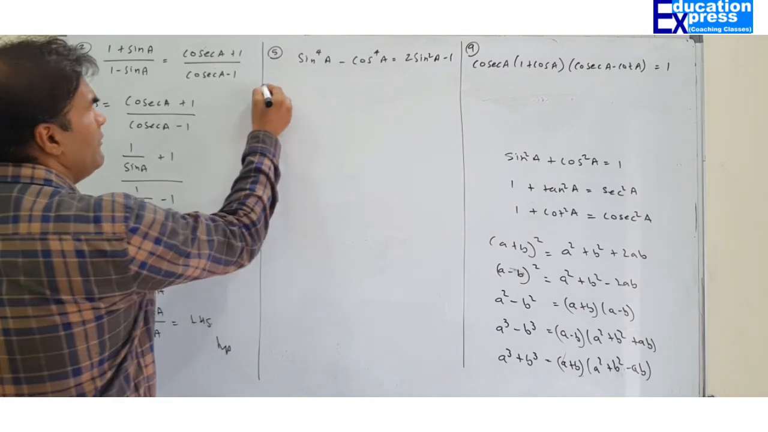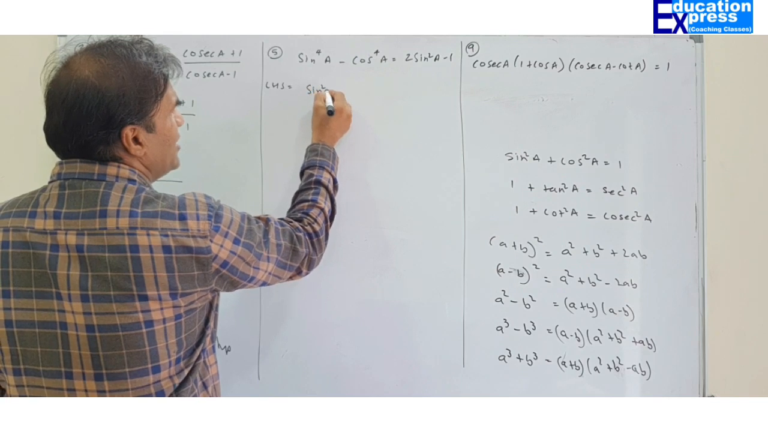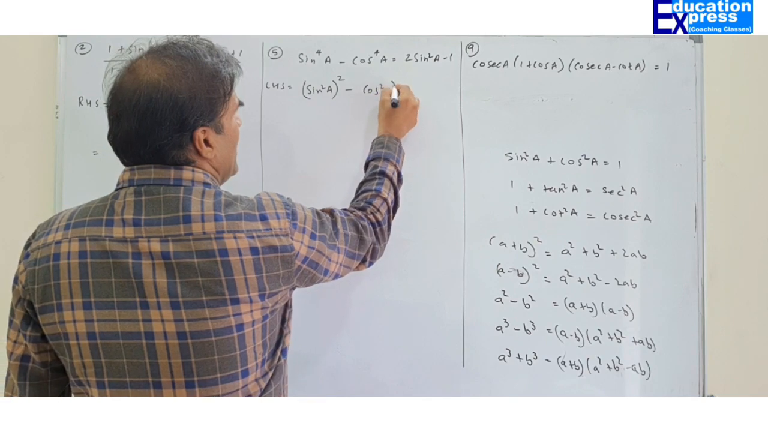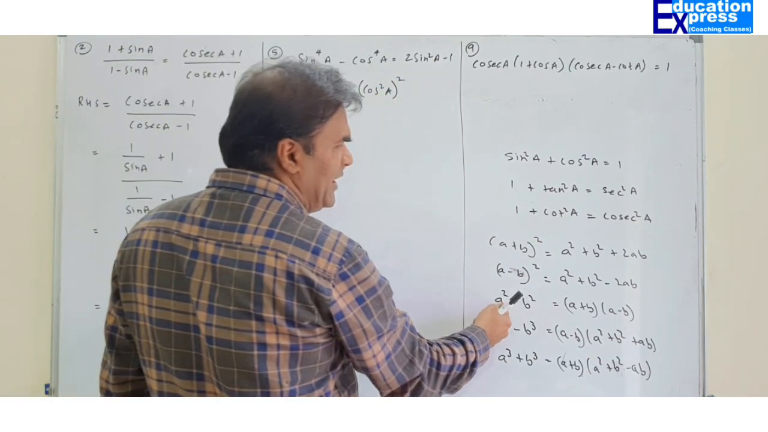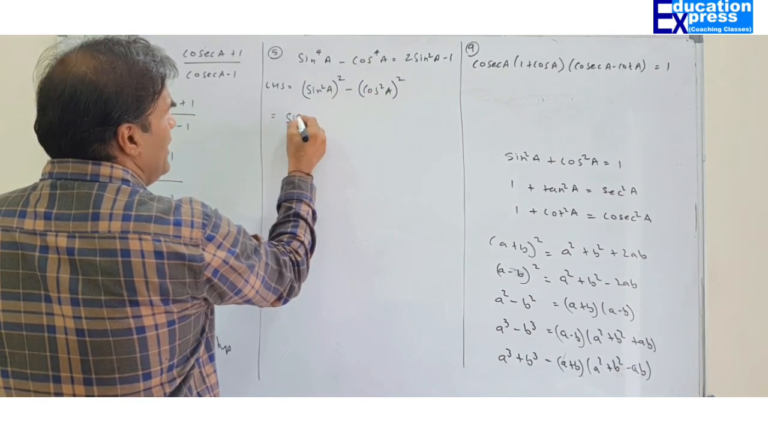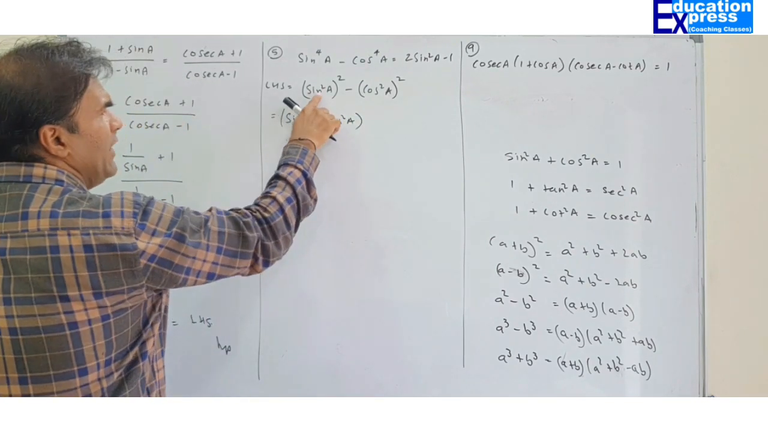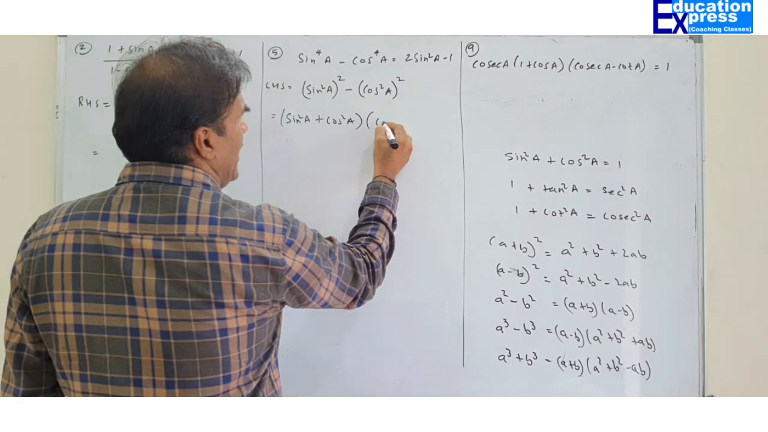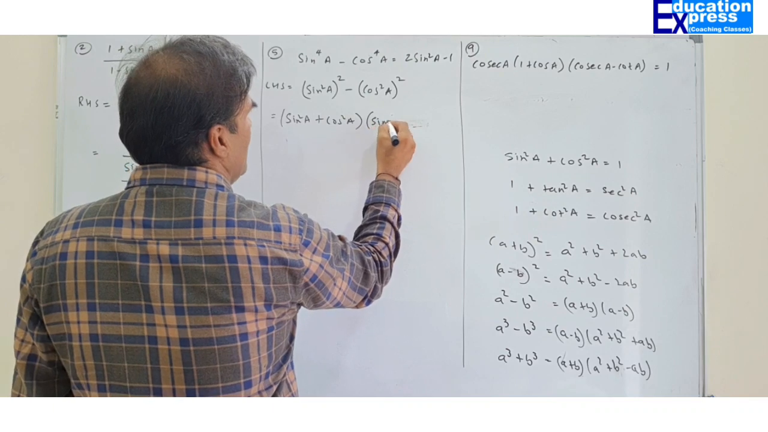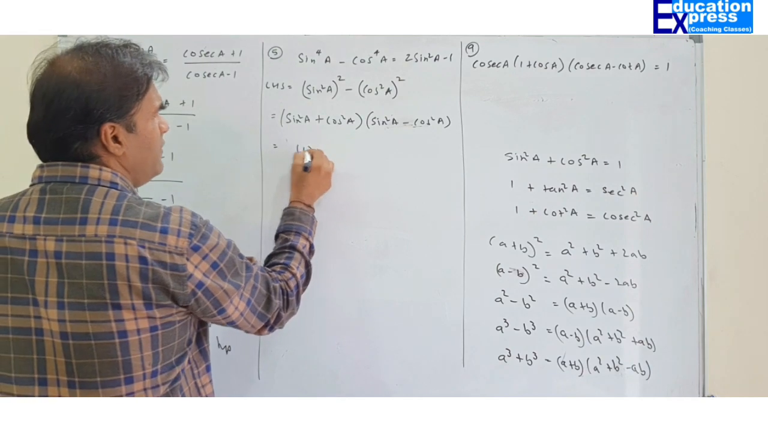Look at this question number 5. Let's start with LHS, sine to the power 4. Sir, can I write this as sine square A, the whole square, minus cos square A, the whole square? Because we can use the identity A square minus B square. Absolutely yes. So A square minus B square would be A plus B times A minus B. What you have in position of A is sine square A. And of course cos square A, minus sine square A minus cos square A. We all know this is 1.